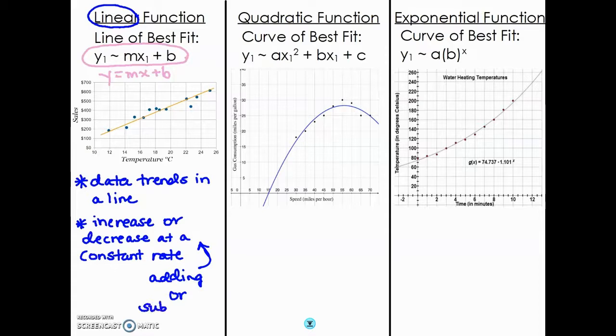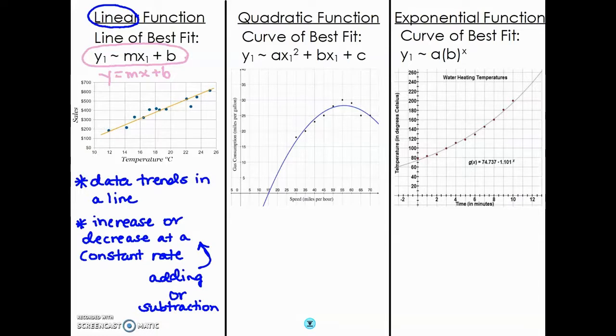For quadratic, we have our curve of best fit. So right off the bat, you have a curve, not a line, and the curve of best fit is y1 approximately a times x1 squared plus b times x1 plus c.